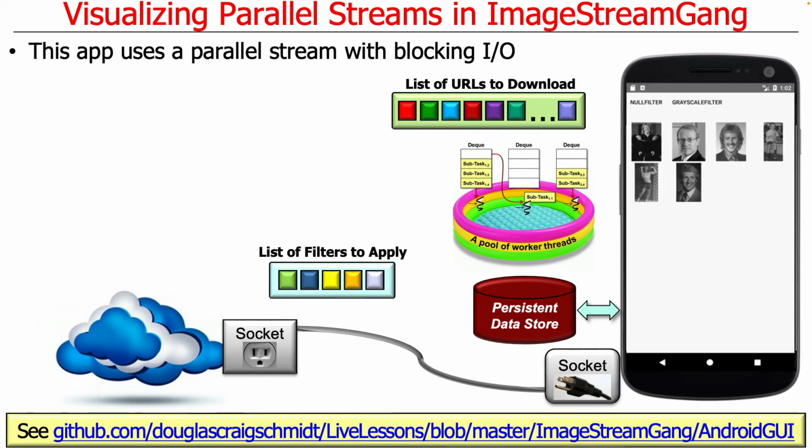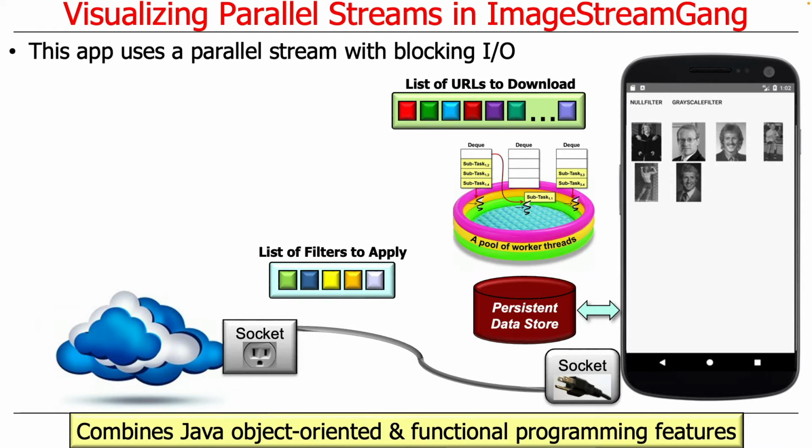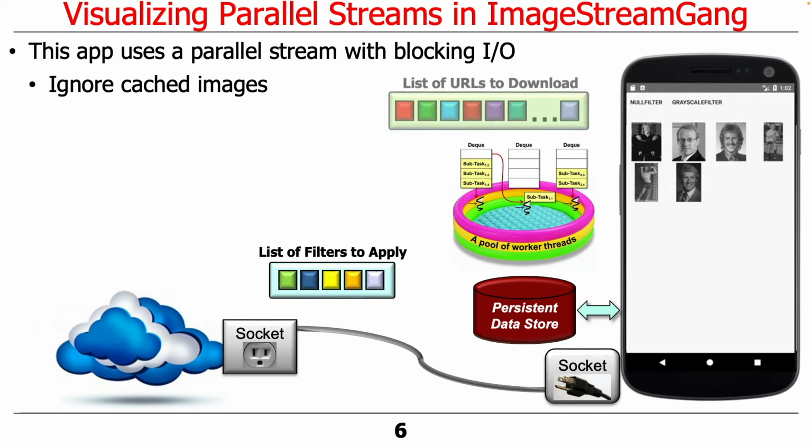So as we talked about earlier, this app uses a parallel stream with blocking I/O. And that's very important, as we just talked about, because that means that it's an I/O-bound processing for the most part. There, of course, is computation stuff, too, when we do the image transforms. But there's time spent sucking the images down from the web, and then there's also time writing the images to disk. So that's I/O computation. And as we'll see, we combine object-oriented and functional programming features here.